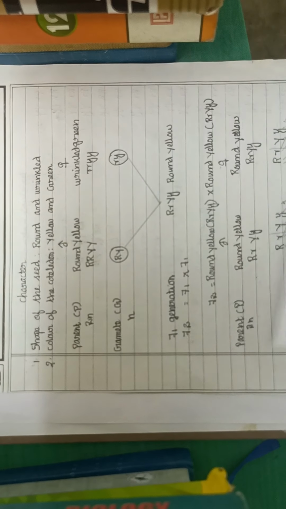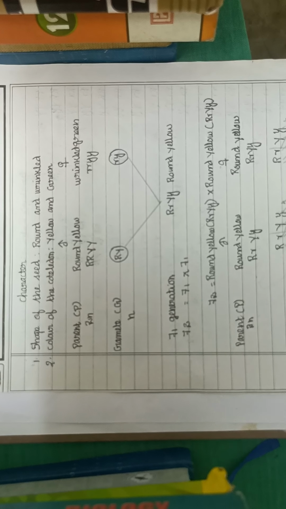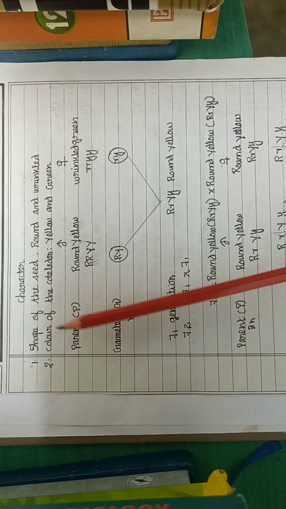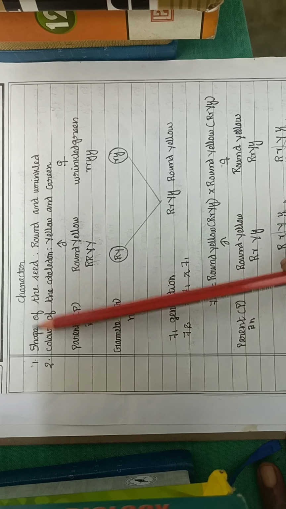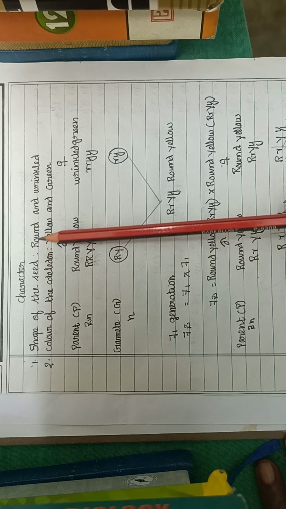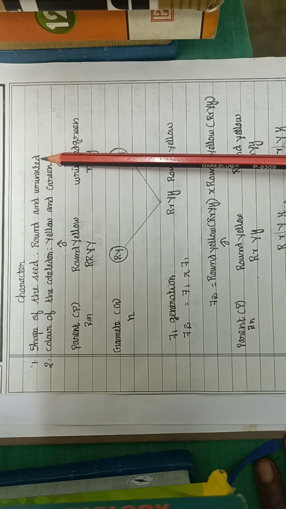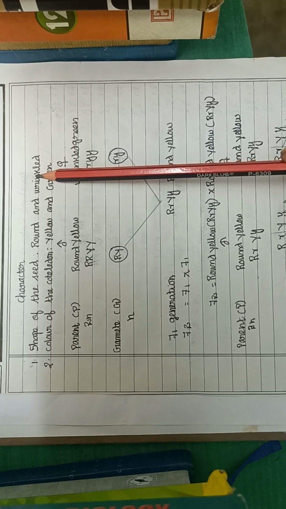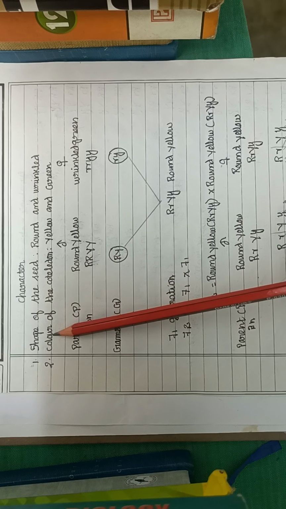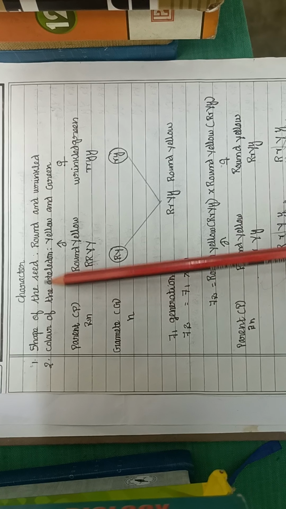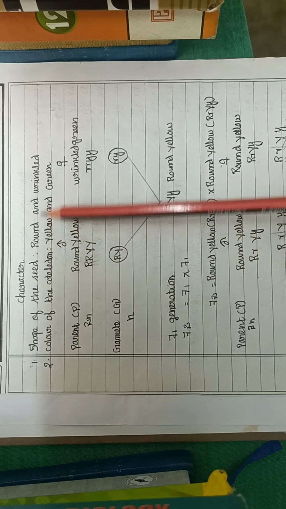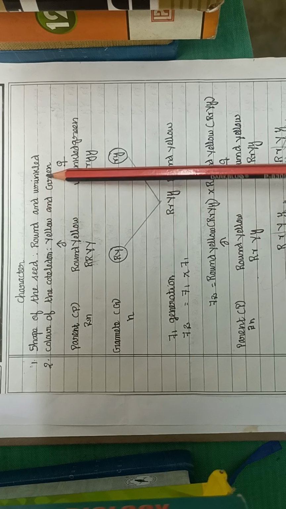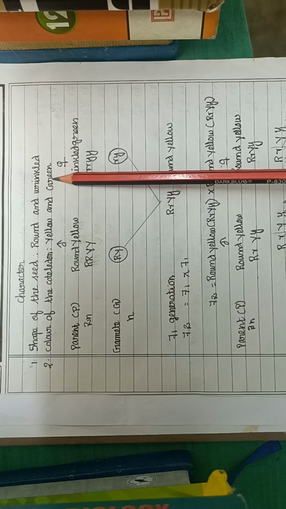We can see, children, here Mendel selected two different characters for his hybridization cross. One is the shape of the seed, that is round and wrinkled. Here round is dominant over wrinkled. Another character is the color of the cotyledon, yellow and green. So you can see here, yellow color is dominant over green color.